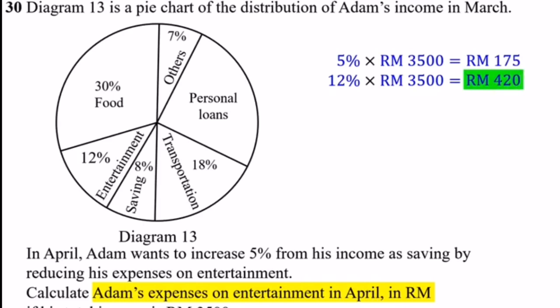As you calculated just now, 12% of the 3,500, Adam spent 420 before that. So it's quite a lot, right? Now he needs to save more money, so he needs to spend less on entertainment. So you take the entertainment expenses minus the 175. That means now Adam will spend just 245 ringgit for entertainment.